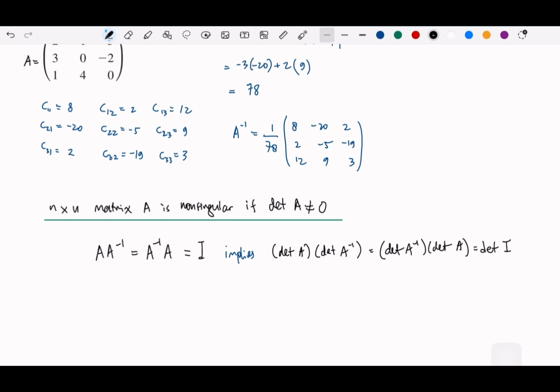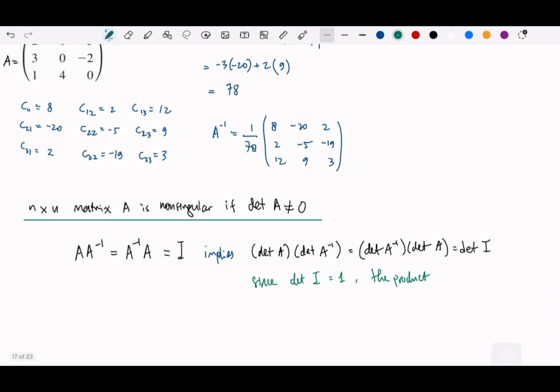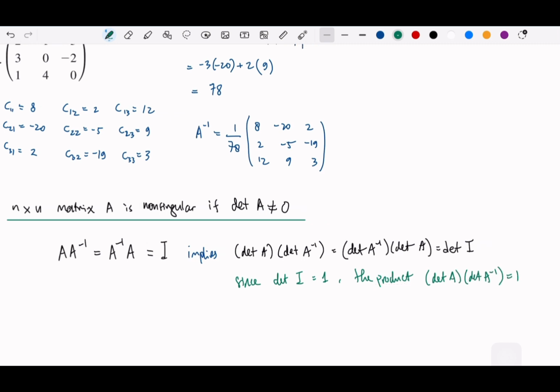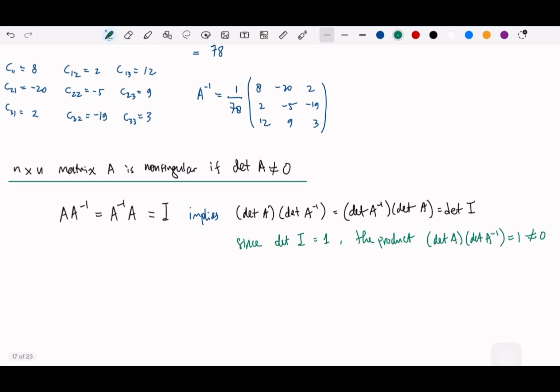But since the determinant of I is 1, because the diagonal entries are 1, so we just multiply the diagonal entries, right? And then the product for the determinant of A inverse is going to be also 1, which is not 0. So we have the non-singular property.